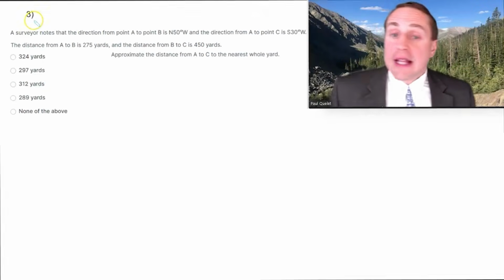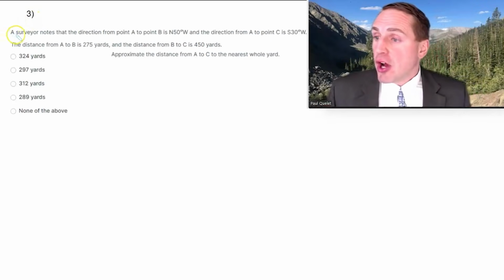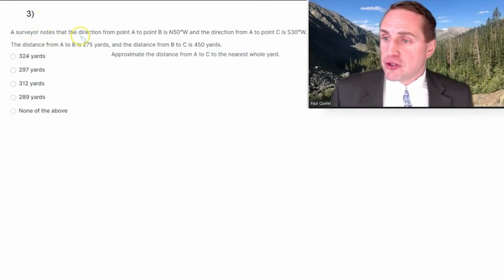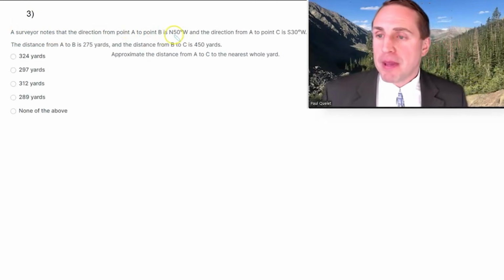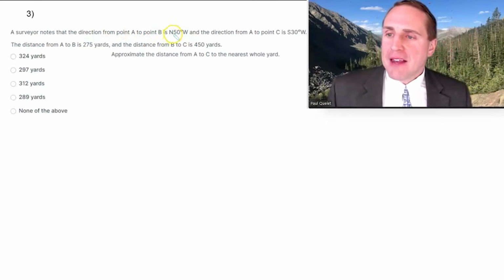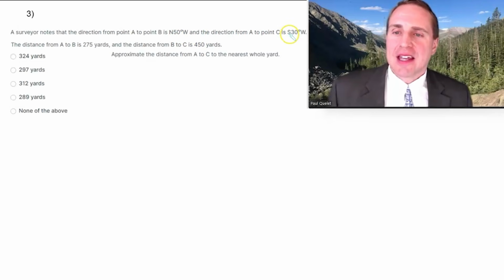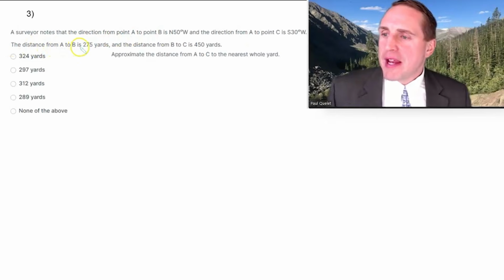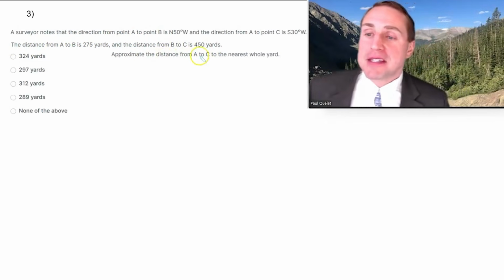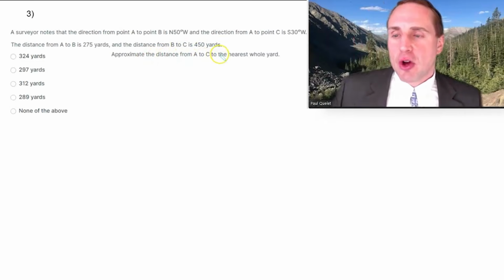Let's move on. Okay, let's have a look at number 3 here. A surveyor notes that the direction from point A to point B is N50 degrees W, and the direction from A to point C is S30 degrees W. The distance from A to B is 275 yards. The distance from B to C is 450 yards. Approximate the distance from A to C to the nearest whole yard.